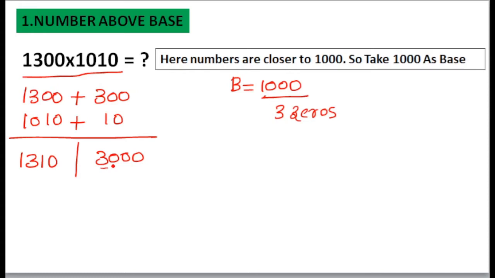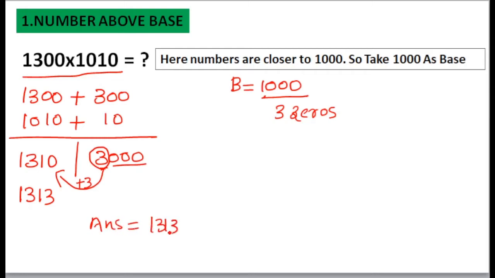Now your RHS 3000 has 4 digits and your base 1000 has 3 zeros. So you need 3 digits in your RHS, that is 000 will be your RHS term. The remaining 3 will be carried over to the LHS. 1310 plus 3 is equal to 1313. So your LHS will be 1313 and your RHS will be 000. So your answer will be 1313000.